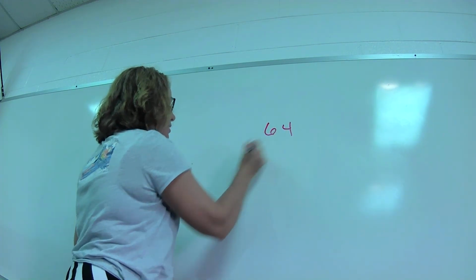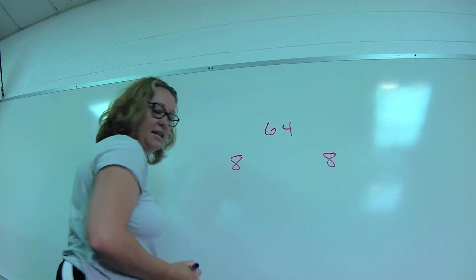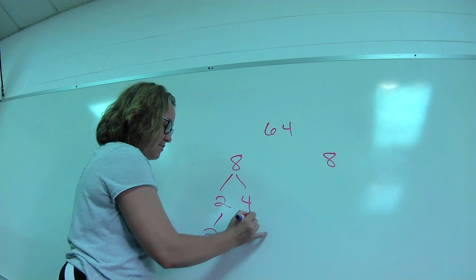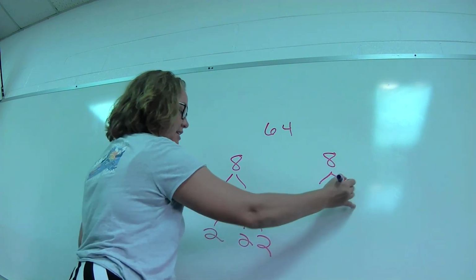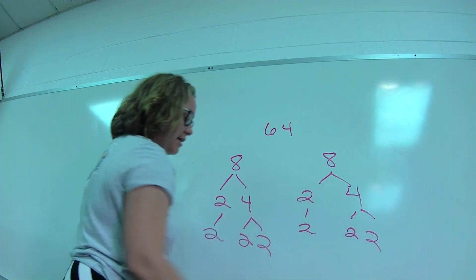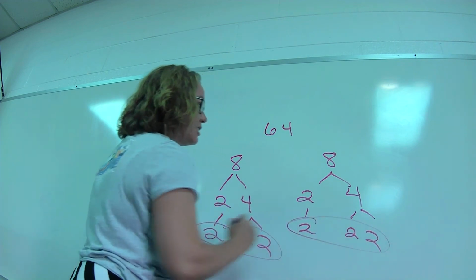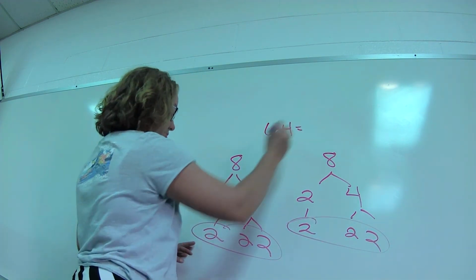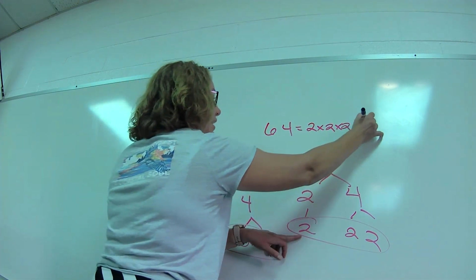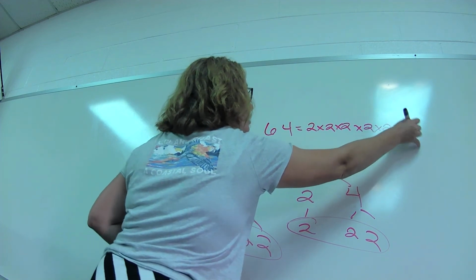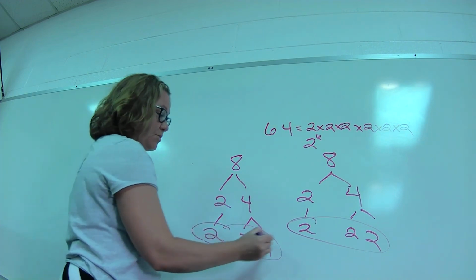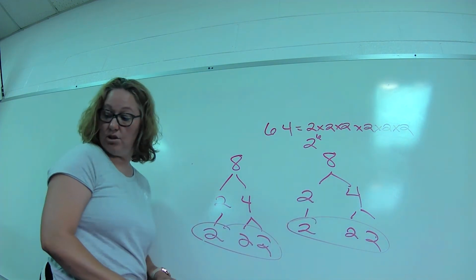So 64, 8 and 8. Well, we factor 8 into 2 times 4. The 2 is already prime. The 4 is going to go to 2 times 2. Well, we're going to do the 8 over here the same way: 2 times 4. So I come up with all my prime factors here. So we're going to find out that 64 equals 2 times 2 times 2 times 2 times 2 times 2, or 2 to the 6th power. I have 1, 2, 3, 4, 5, 6 twos.